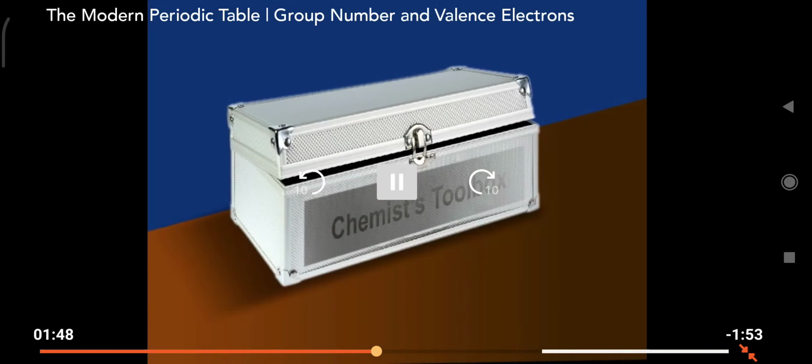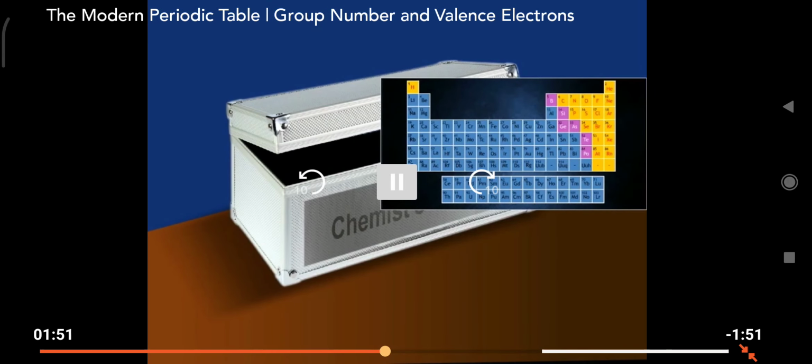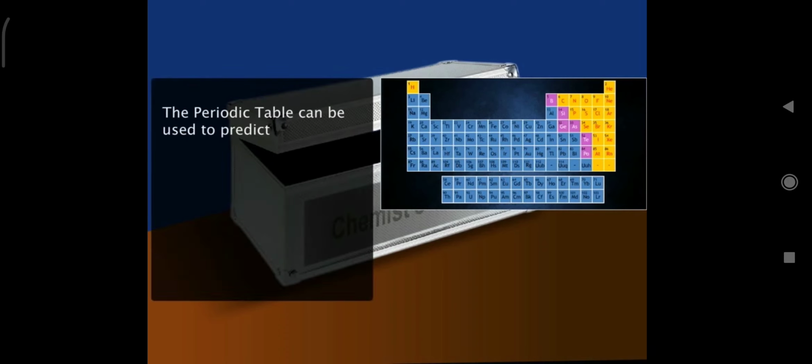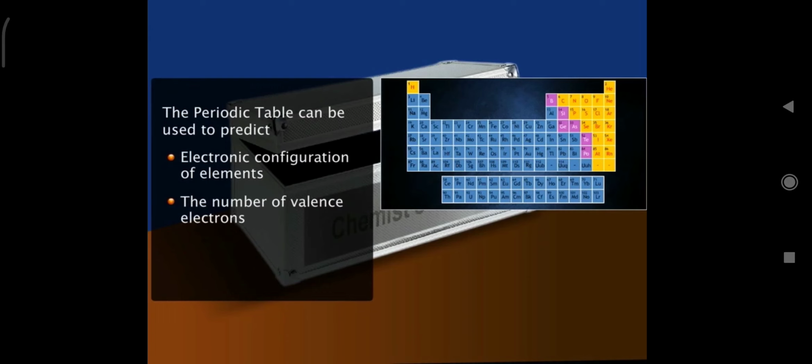The reason the periodic table is one of the most important tools in a chemist's toolbox is that it can be used to predict the electronic configuration, the number of valence electrons, and the chemical properties of any element.